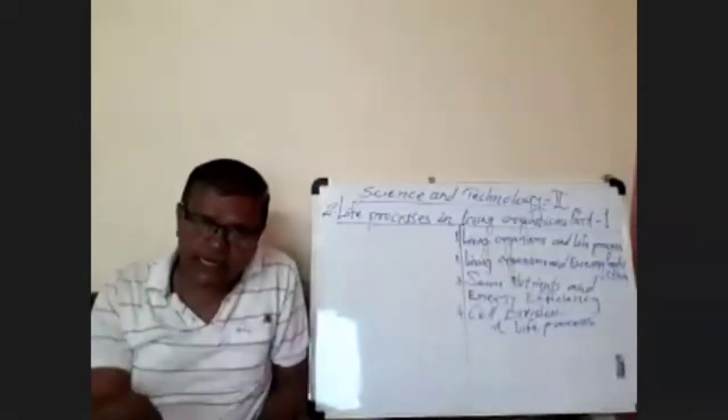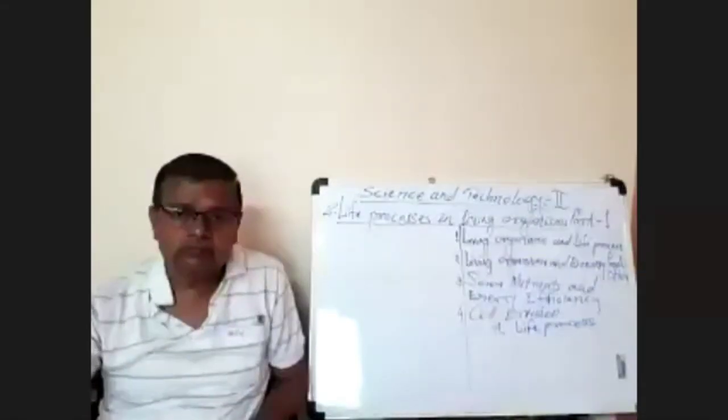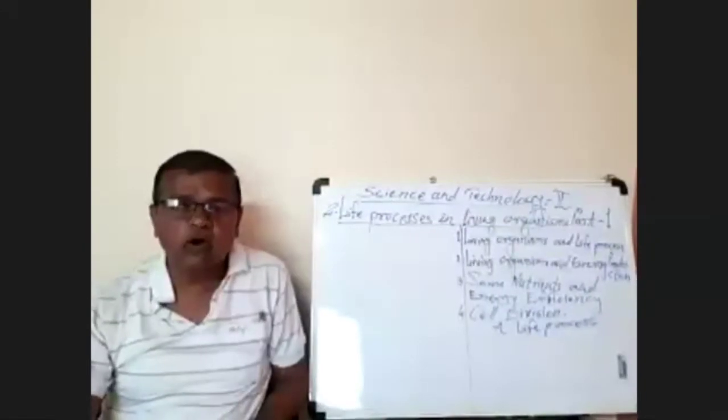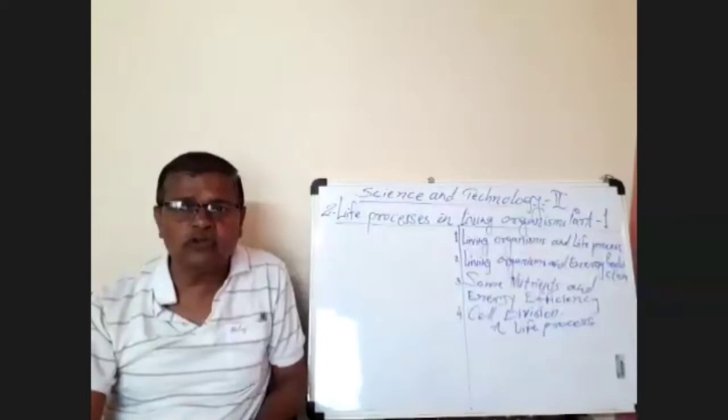Which type of chemical bonds are present between the atoms of carbon and hydrogen? Covalent bond. And now tell me what is meant by covalent bond. What is covalent bond? The bond which is formed because of the sharing of electrons, that is called covalent bond.